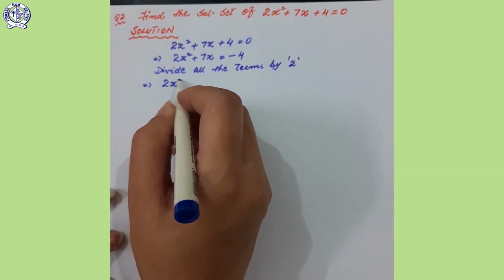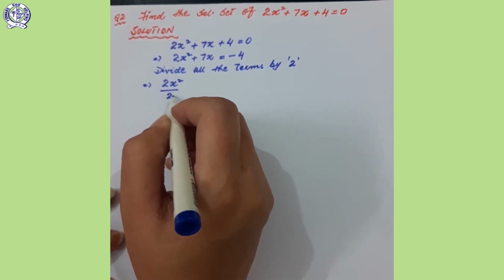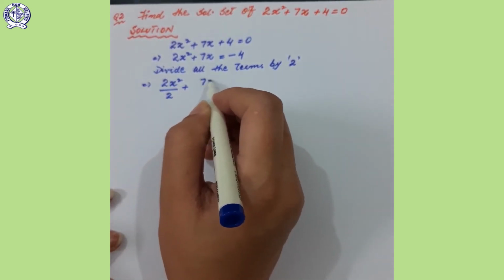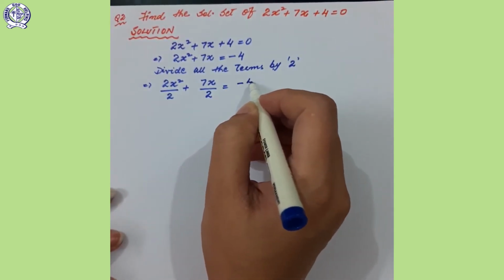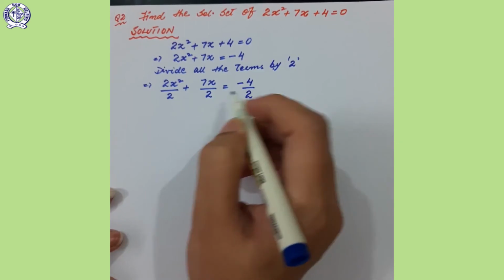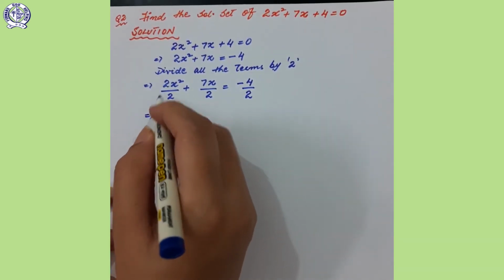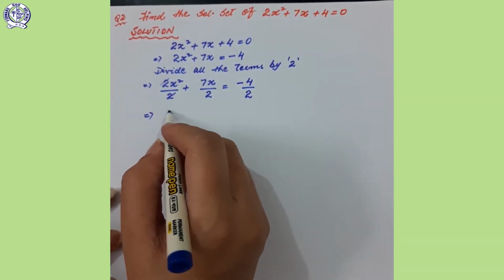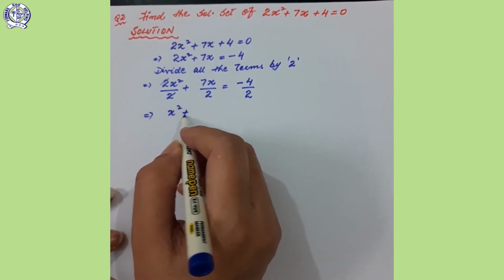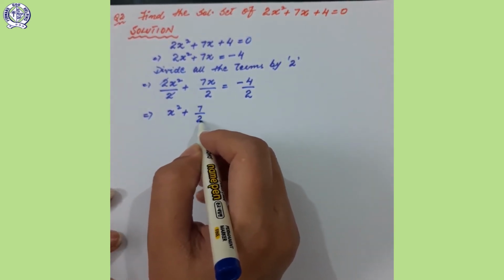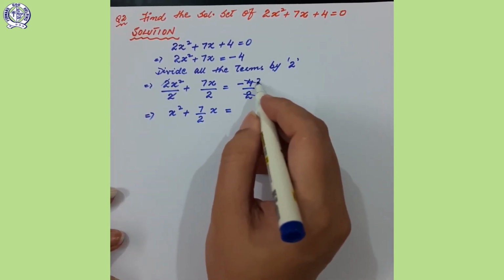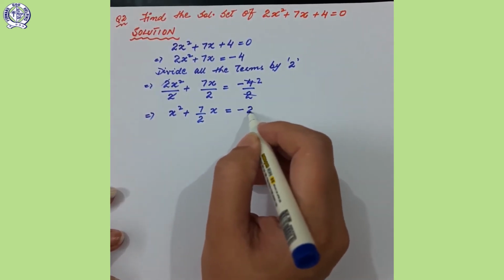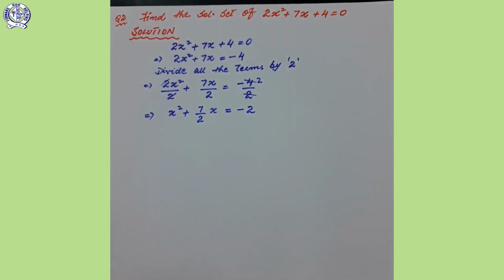2x square divided by 2 plus 7x divided by 2 equals minus 4 divided by 2. So the 2 and 2 cancel, and you get x square plus 7 upon 2x equals, simplified, minus 2. Now after dividing, we will move on to the next step.